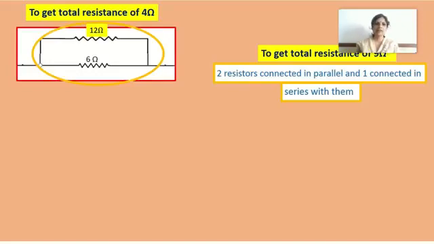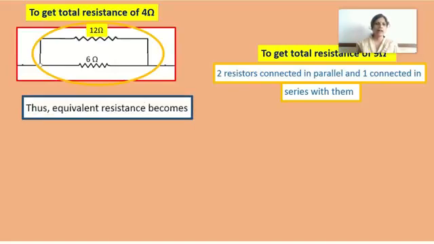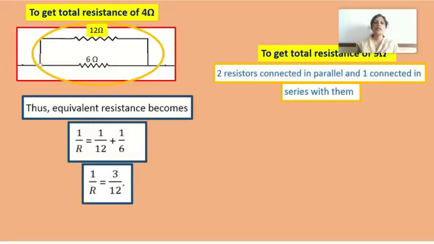Let's calculate that. Okay, these two are connected in parallel, isn't it? So its equivalent resistance will be 1 upon R is equal to 1 upon 12 plus 1 upon 6. Now find the LCM and find the answer. We get 1 upon R is equal to 3 by 12. So R is equal to 12 upon 3, and 12 upon 3 is 4 ohm, which is the desired output. So to get the resistance of 4 ohm, 3 resistors of 6 ohm each, how will you connect? You will connect 2 in series and 1 in parallel. Then we get the desired output as 4 ohm.